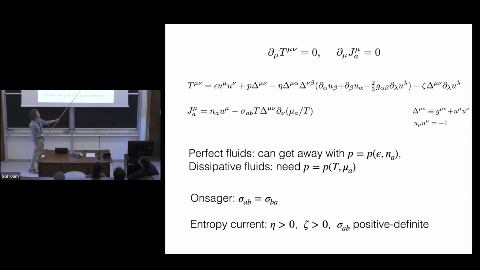If you are in perfect fluid hydrodynamics, you can get away with the equation of state, pressure as a function of energy and charge density. It will close your system of equations. But for dissipative fluids, you cannot do relativistic hydrodynamics with this equation of state, because you have the chemical potential in the constitutive relation, as required by the positivity of entropy production. So you have to work with the grand canonical equation of state, pressure as a function of temperature and chemical potential. The Onsager relation tells you that this matrix is symmetric, and the positivity of the divergence of the entropy current tells you that shear viscosity and bulk viscosity are positive, and the conductivity matrix is positive definite.